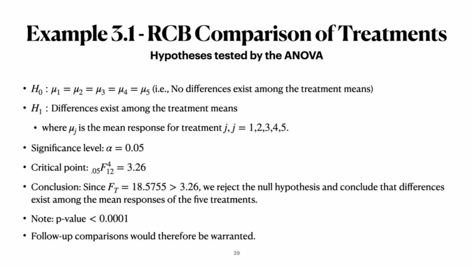Now, note that in this particular situation the F statistic is very significant. It's quite a bit larger than the critical point, and that translates into a very small p-value. In fact, the p-value is less than 0.0001, and we'll find the exact value here in a second.